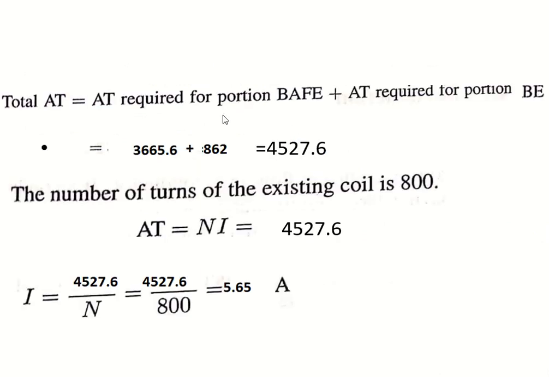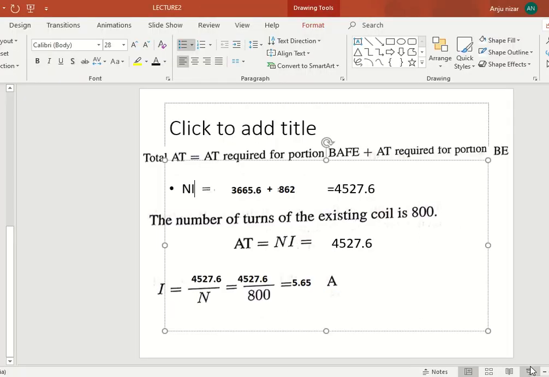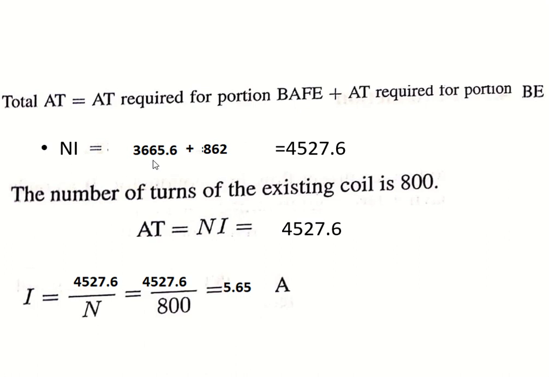So total ampere turn, what is the total ampere turn? Total NI equal to the sum of these two, 3665.6 plus 862, total will be 4527.6. So NI equal to this value, so I is that divided by N. So 5.65 ampere is the current flowing through your magnetizing winding. Thank you.